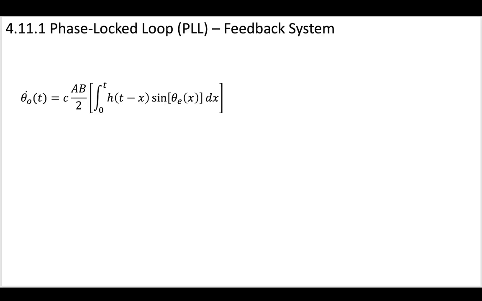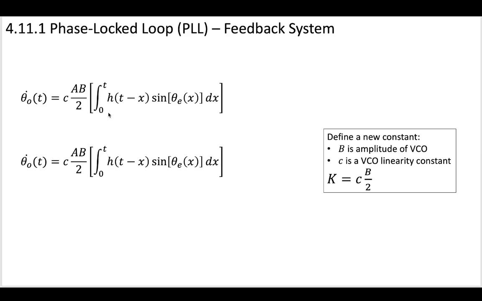So let's continue to look at how the feedback system on this is going to look. So we have the derivative of the VCO output phase, and it was defined based on the convolution of the error, this wave with the error, and the transfer function of our system. We're going to simplify this a little bit.